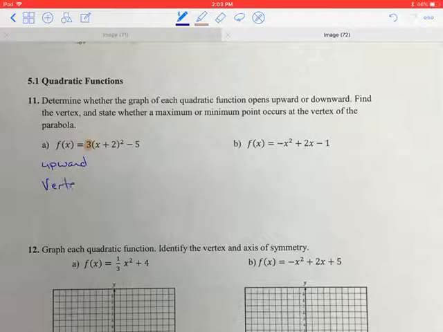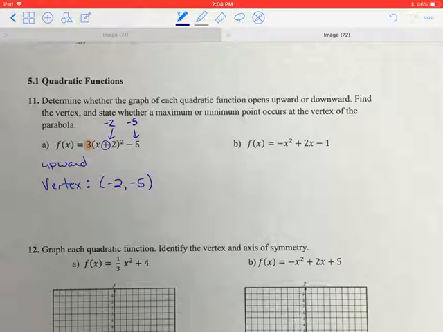Now, this is in vertex form, so I don't have to do any work to find the vertex. So this is my x-coordinate and this is my y. The only difference is I have to change the sign on the x. So this will be a -2. But this stays exactly the same. It's a -5. So my vertex is (-2, -5).